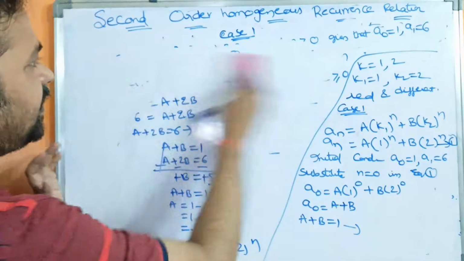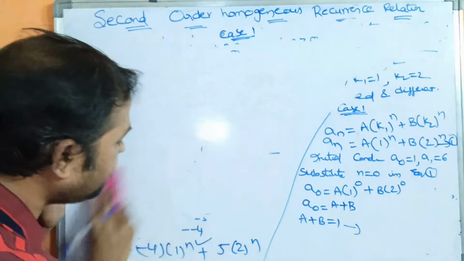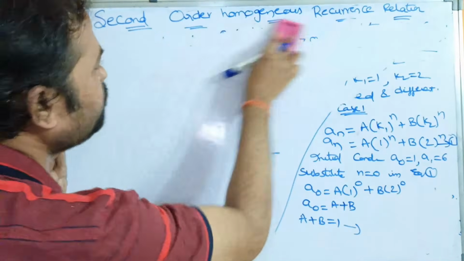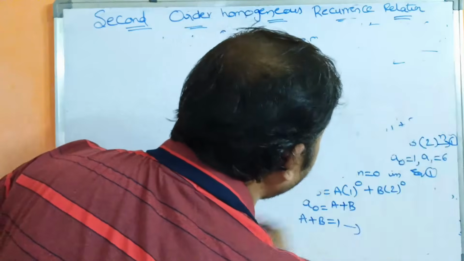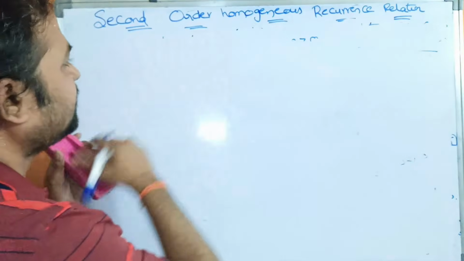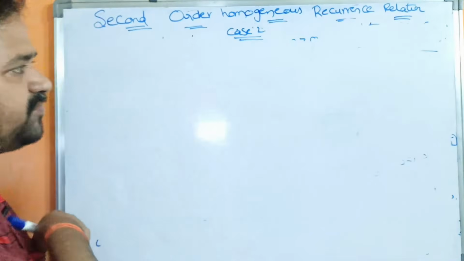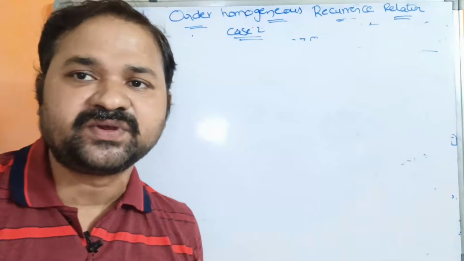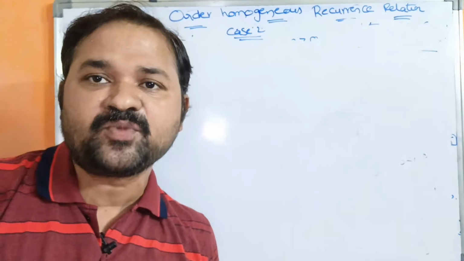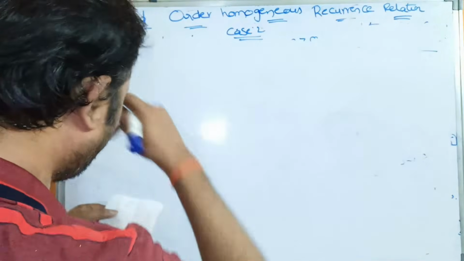Now let us solve the next example. The next example is based on case 2. Case 2 means the roots are real and equal. We are going to solve one example on case 2. Next we are going to solve one more example on case 3. Okay, let us see case 2.